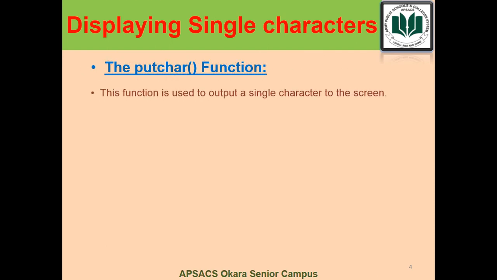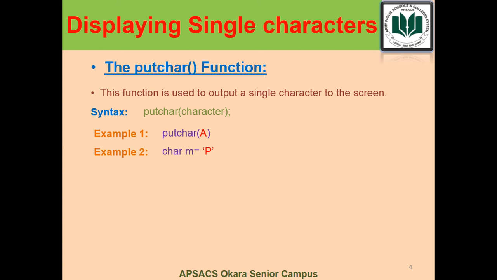This function is used to output a single character to the screen. When we want to output a single character on the screen, we will use the putchar function. The syntax for this function is very simple: putchar and then the character enclosed in parentheses. So example 1, putchar('a'). This is a simple syntax to output a single character.